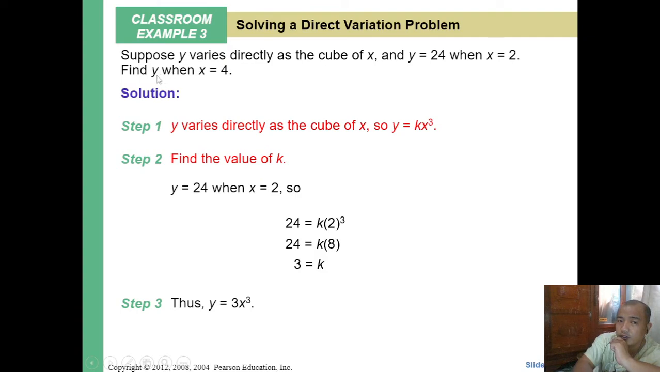Now there is another question. Find y when x equals 4. So we can now substitute x equals 4 here to solve for y. Y equals 3 times 4 cube. 4 cube is 4 times 4, 16, times 4, 64, times 3, 192. So y is 192 when x equals 4 in the given variation problem.